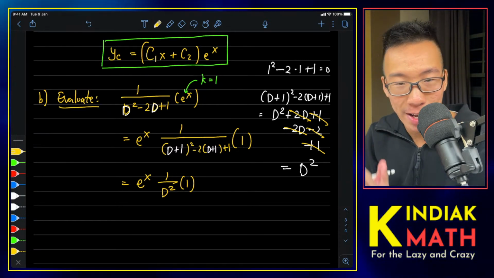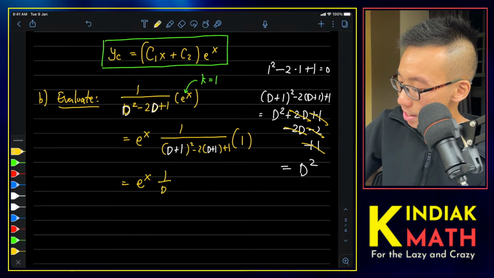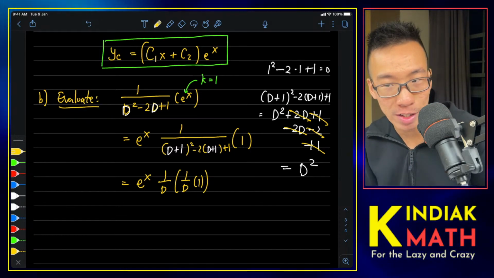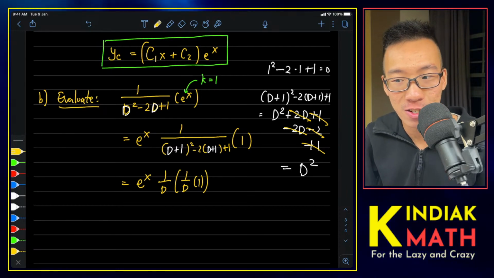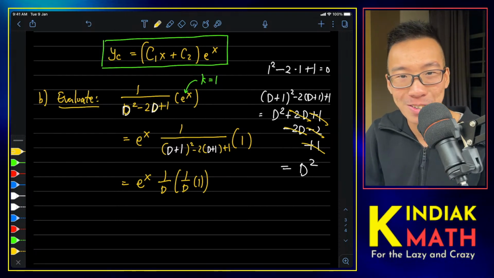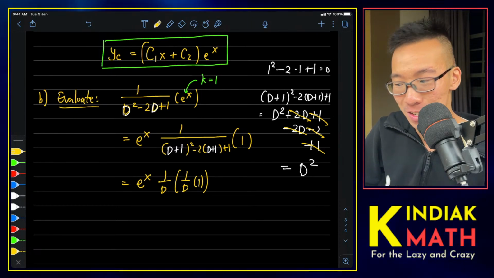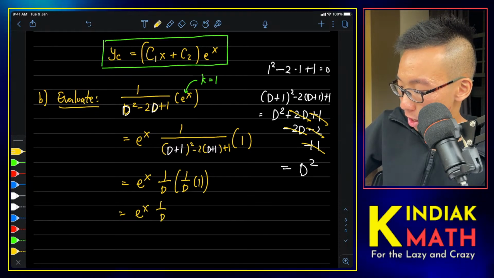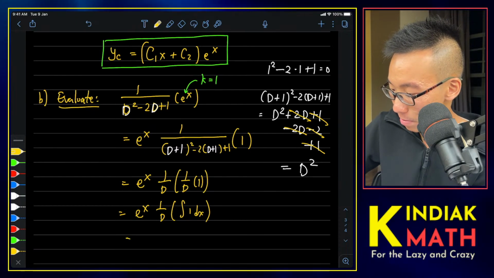In fact, I'm not going to write this as d squared. I'm going to write this as 1 over d of 1 over d of 1. When we use the notation 1 over d, we're basically asking the question, we want to reverse differentiation. Well, what is the reverse of differentiation? There are some technical names for it, but simply put, the reverse of differentiation is integration. So let's integrate 1, that's just x.